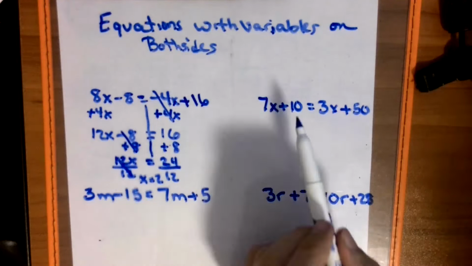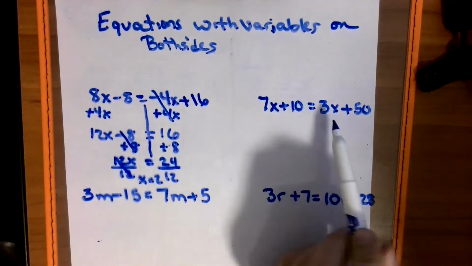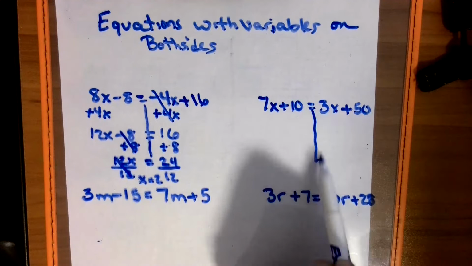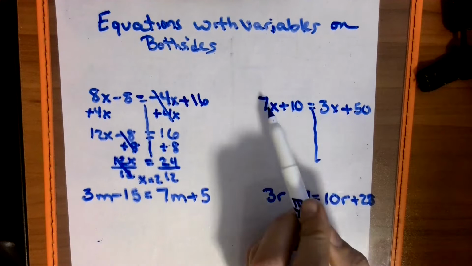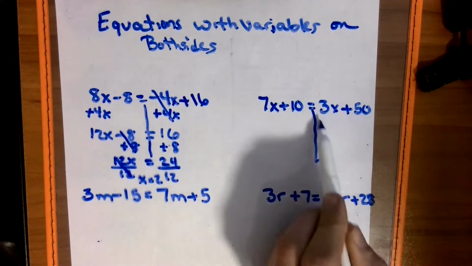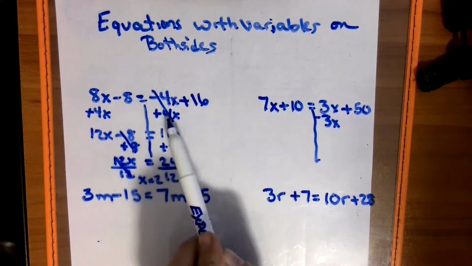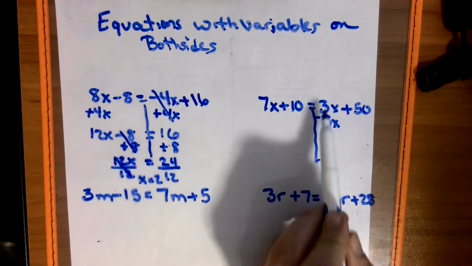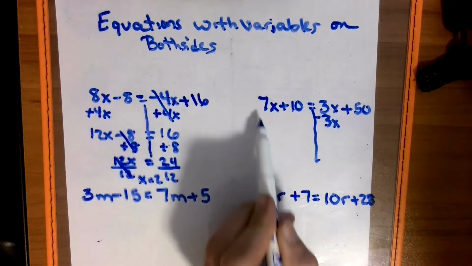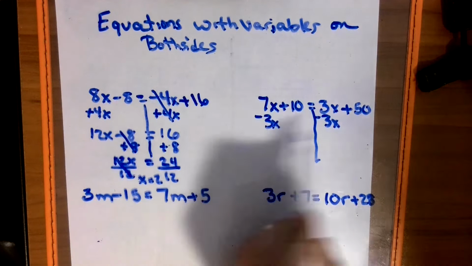And here, this is another side where I would draw my line down. I'd bring this 3x over to the 7x because this one's the smaller one. So I'd bring it on over, and I'm subtracting it here. Before I had to add it because it was negative to begin with, so it's positive going over. This is positive going over as a negative, so we're going to subtract out 3x.